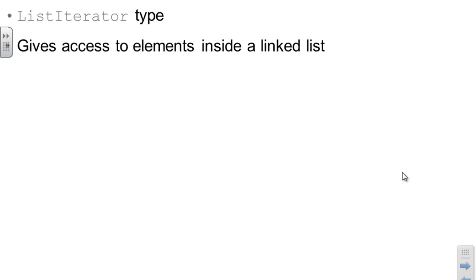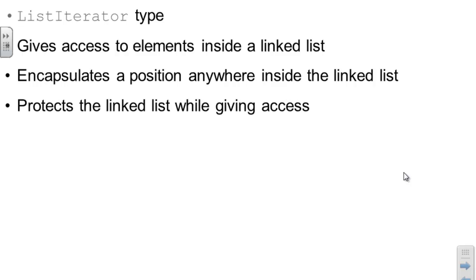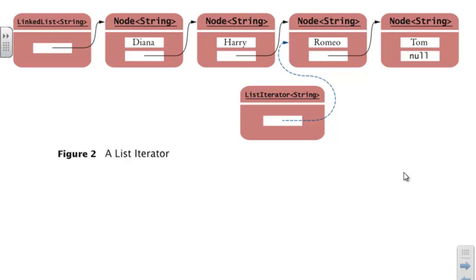So my list iterator type gives access to the elements inside a linked list, encapsulates a position anywhere inside the linked list, and most importantly protects the linked list directly from giving you access to see it, but not necessarily directly mess with the linked list. Because if you mess up one of your node references, then you're going to break the chain. You can't find anything.